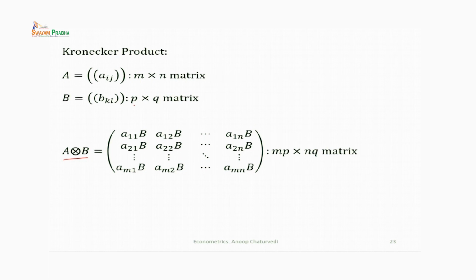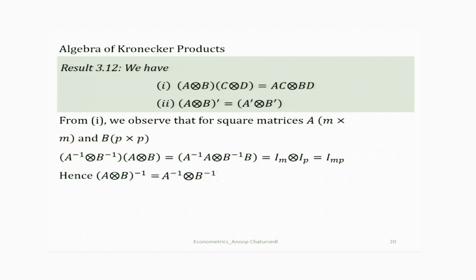M is the number of rows of A, P is the number of rows of B. So, corresponding to each row of A in the Kronecker product, you have P rows corresponding to B, and finally, you obtain M into P rows in A Kronecker product B, and similarly, you obtain N into Q columns in this Kronecker product. Now, we consider some results of the Kronecker product.